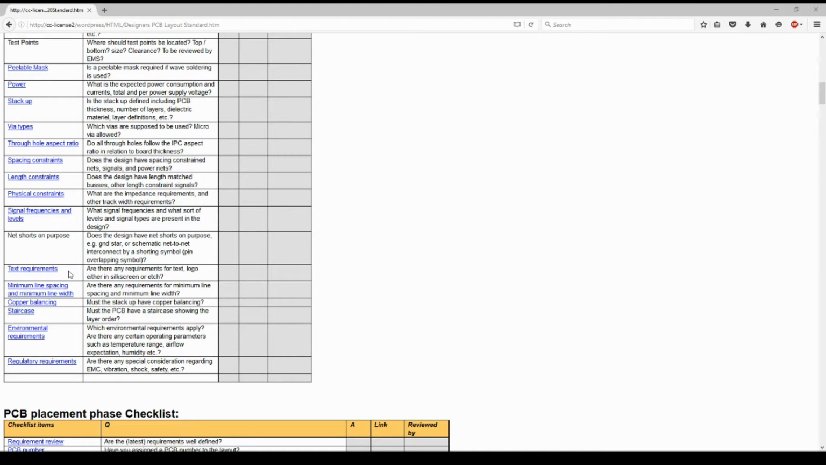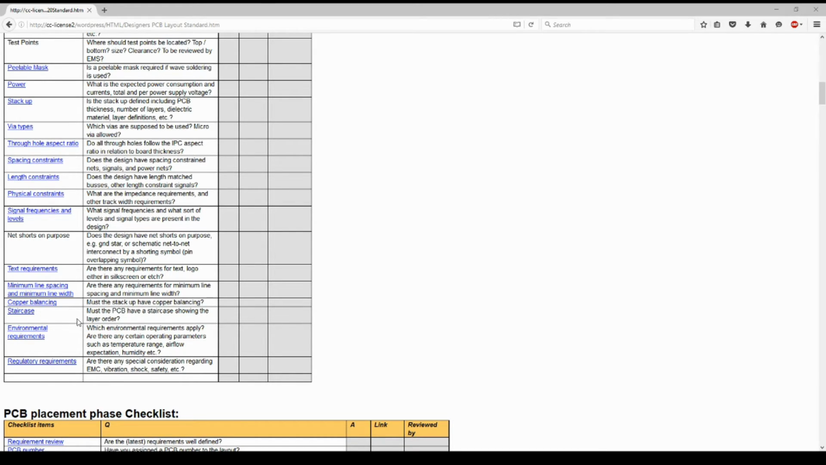Text requirements. Does the customer need some specific text, logo, other things? Nice to know at day one rather than at the end. Suddenly logo placement may interfere with components and stuff, so getting this up front is really nice.